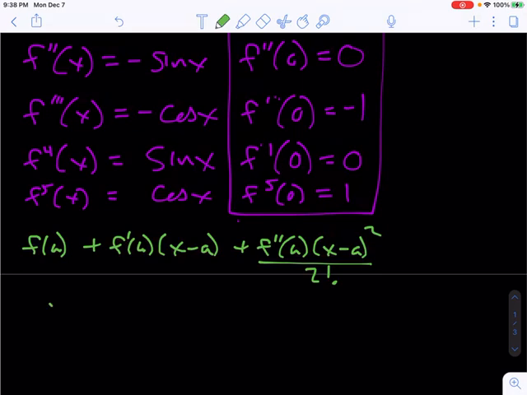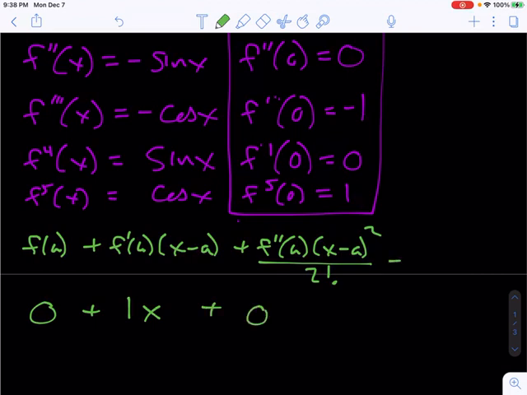So f of a is 0. F prime of a is equal to 1. So we have 1 times x minus a, but a is 0, so that's just 1 times x. The second derivative is 0 again, and that doesn't give us too much.